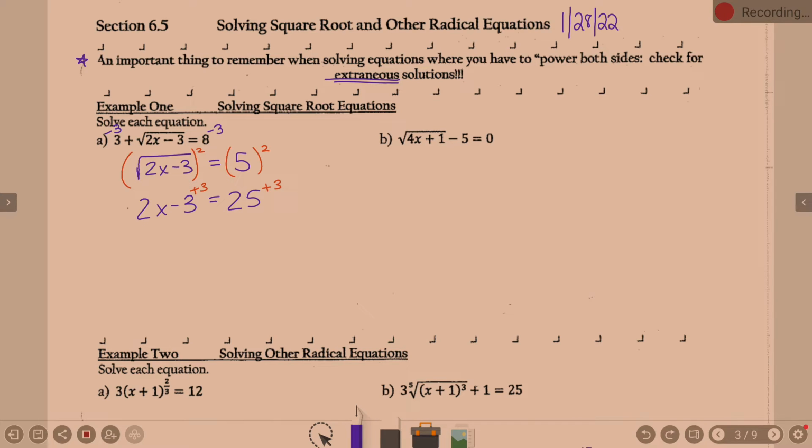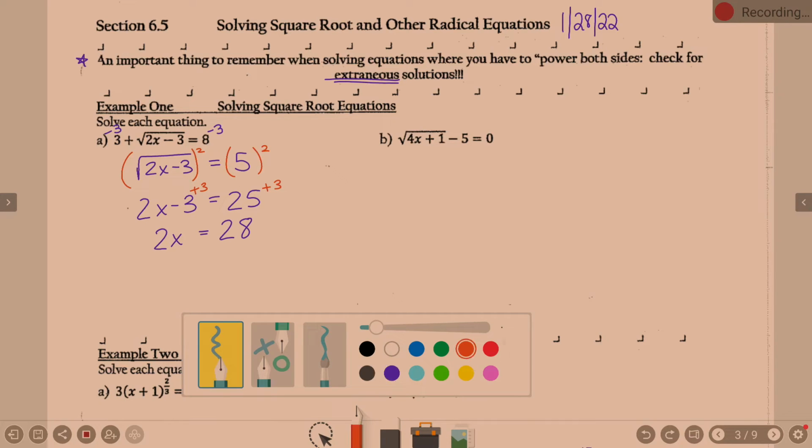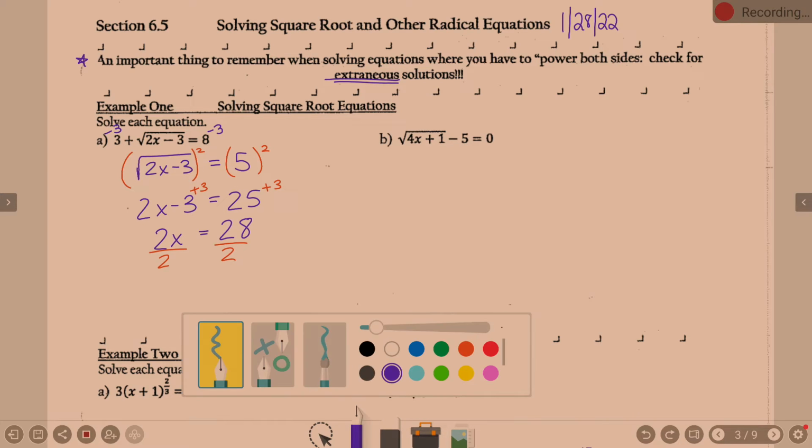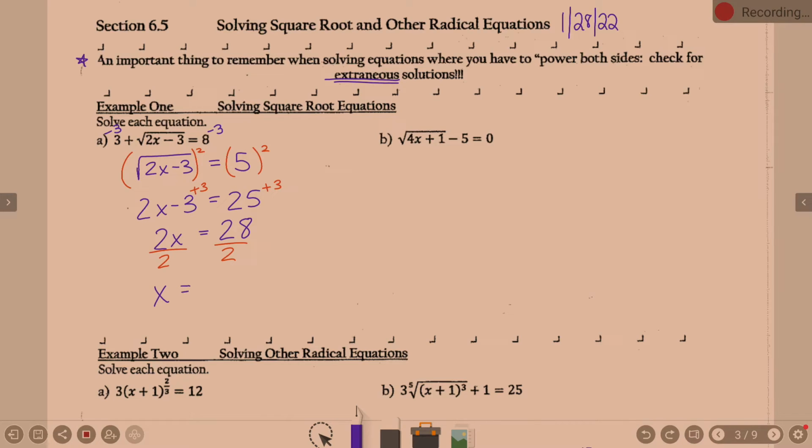So, on the left, minus 3 plus 3 cancels. I have 2x. 25 plus 3 is 28. If it's 2 times x, what do we do? Divide by 2. If I divide the left by 2, I'm dividing the right by 2. x equals 14. Okay, that's it for that one.